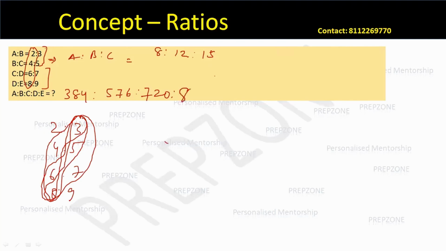And the last will be, by symmetry, all the right hand side numbers. 15 into 7 into 9. कितना आएगा? 945. Very good. So this is the final answer directly.